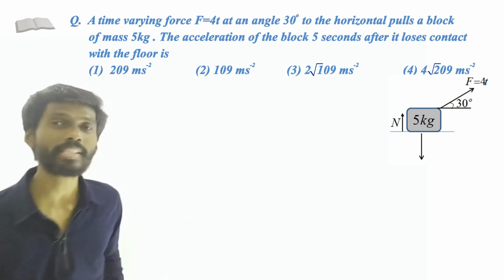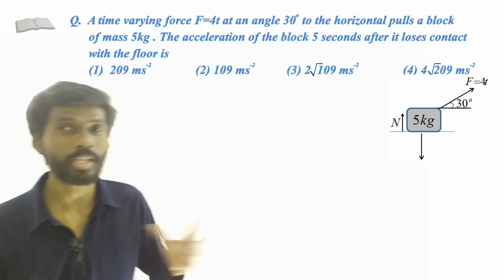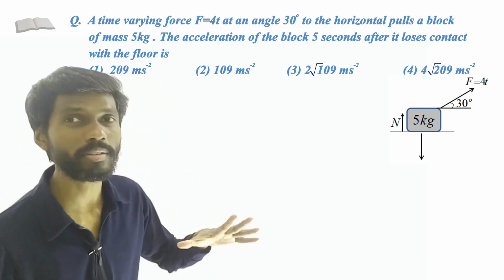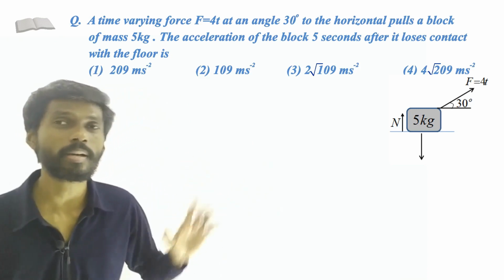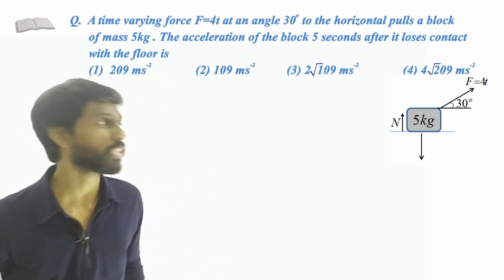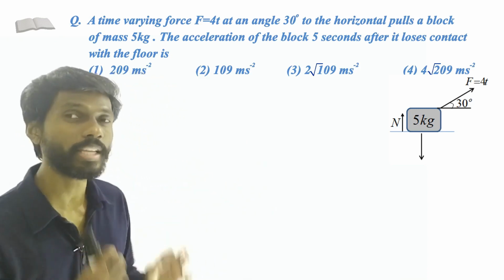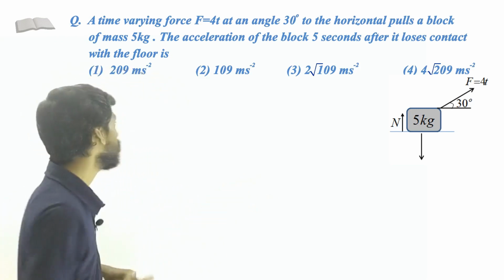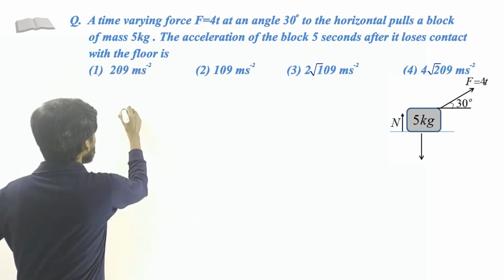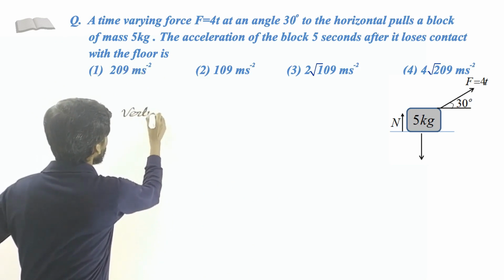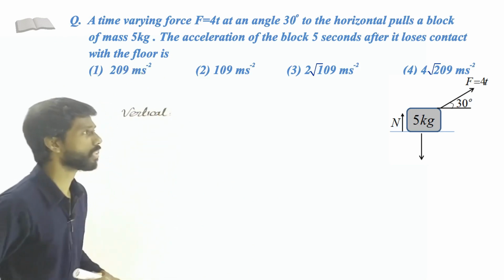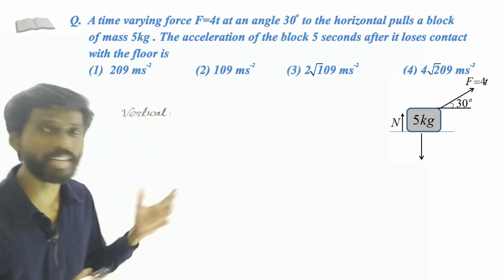So this force makes some angle, 30 degrees, with the horizontal. So obviously we have to consider the two components, horizontal component and vertical component, right? So almost similar to the last question. So let us first write the equation in the vertical direction. So in the vertical direction, what are the forces acting? Let's consider the upward direction to be positive. Any direction doesn't matter.